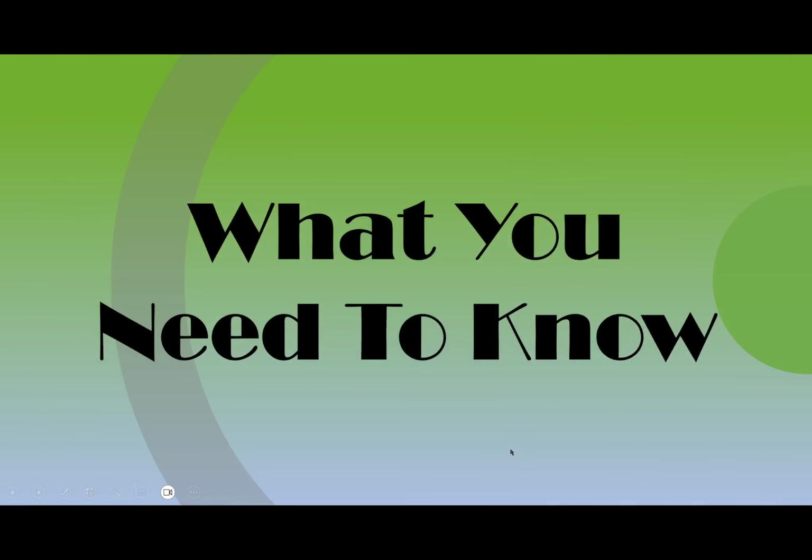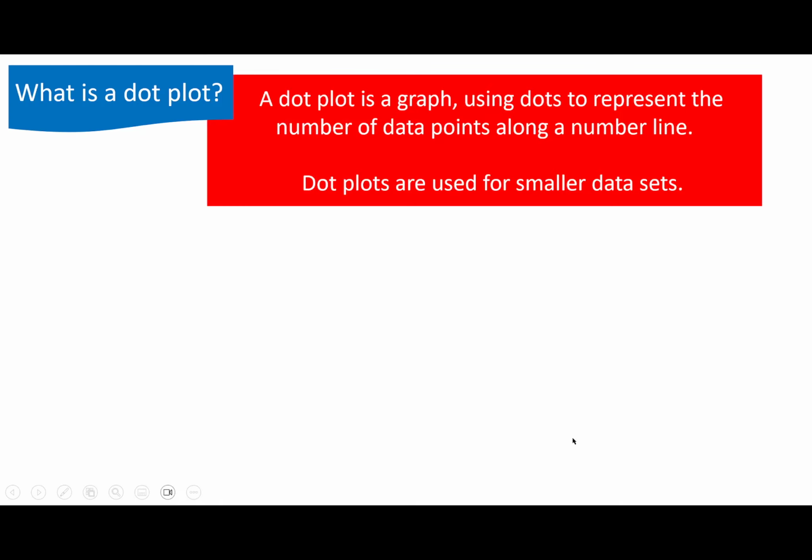Hello and welcome. Here is what you need to know before we get to the examples. What is a dot plot? A dot plot is a graph using dots to represent the number of data points along a number line. And usually dot plots are used for small data sets.